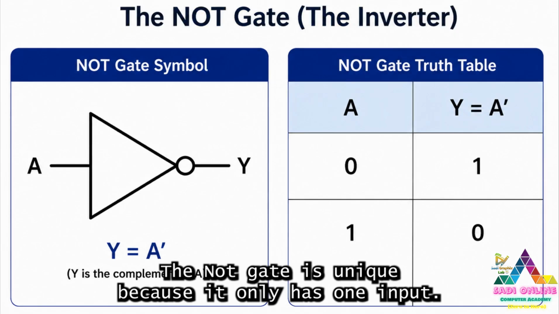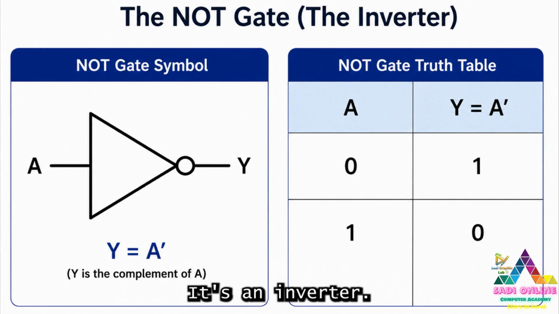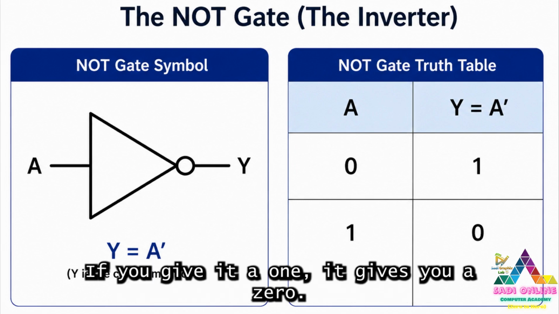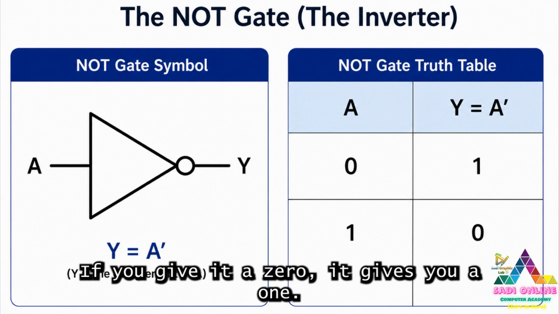The NOT gate is unique because it only has one input. It's an inverter. If you give it a 1, it gives you a 0. If you give it a 0, it gives you a 1.